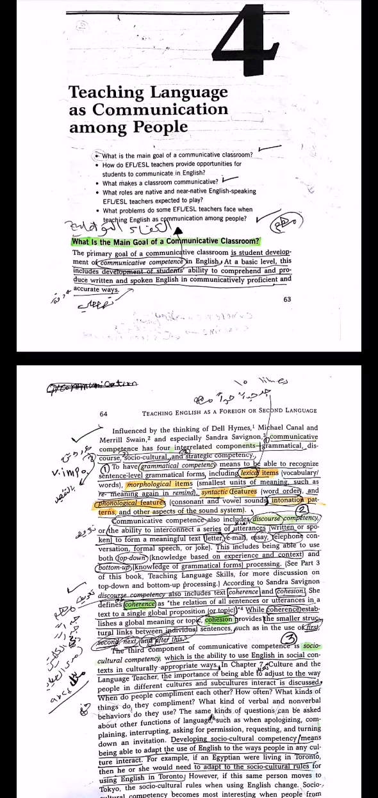We have also discourse competence, which refers to the ability to interconnect a series of features written or spoken to form a text or paragraph. So we link sentences together to produce meaningful text. For instance, letter, email, essay, telephone conversation, formal speech or jokes. This includes being able to use both top-down knowledge based on experience and context and bottom-up knowledge.